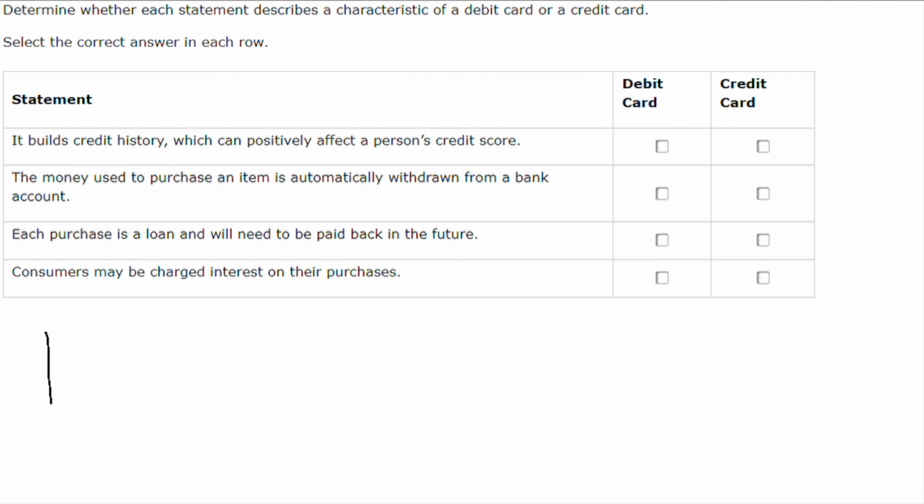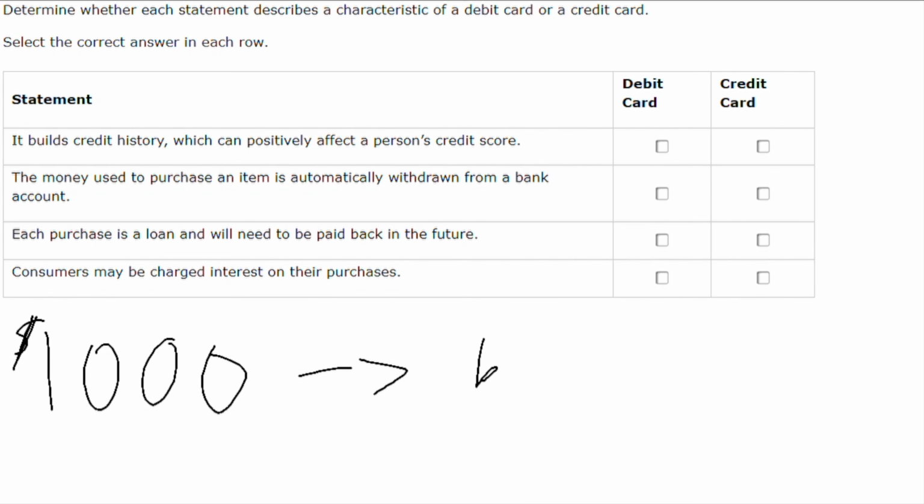Let's say you have $1,000 in your bank account and you want to buy something that is worth $450. Well, you can take it out of your bank account. You can get that money and buy whatever you want.